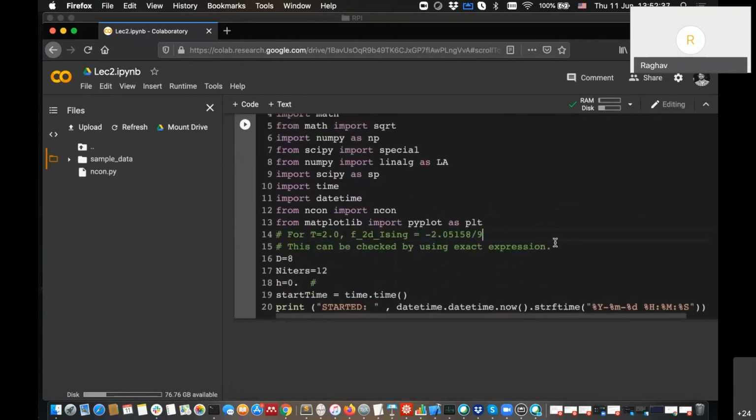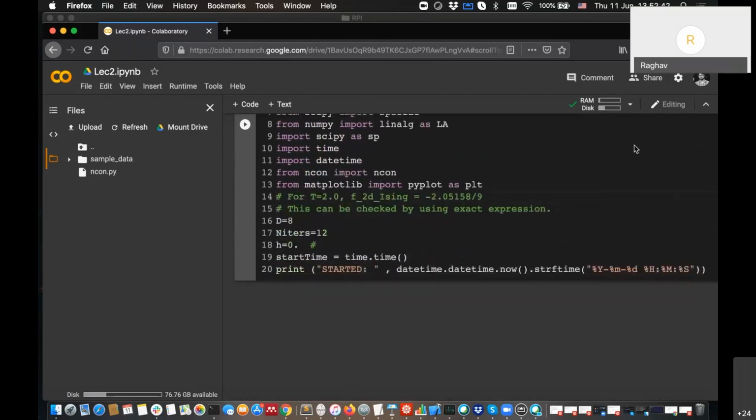We have checked that this is the result using the exact expression. Now what we do here is define something called the number of iterations. So the number of iterations is 12. The magnetic field is 0 at the moment. We don't do it in a magnetic field because the exact result is for 0 magnetic field. D equal to 8 is right now the size of each of the legs, right? As I mentioned, when we do truncation, we reduce the size of the leg. So we'll reduce the eventual size to 8, right?